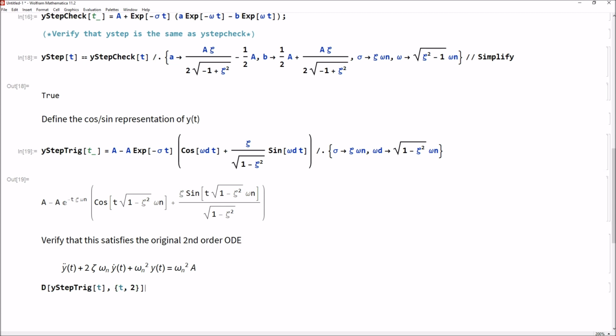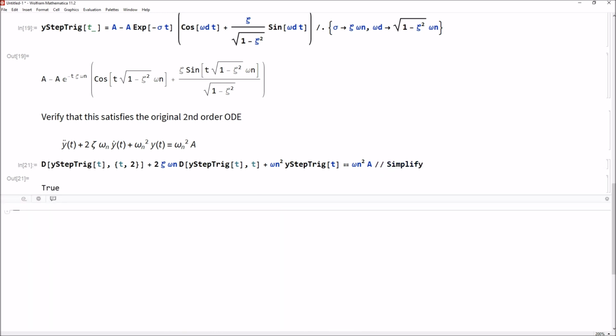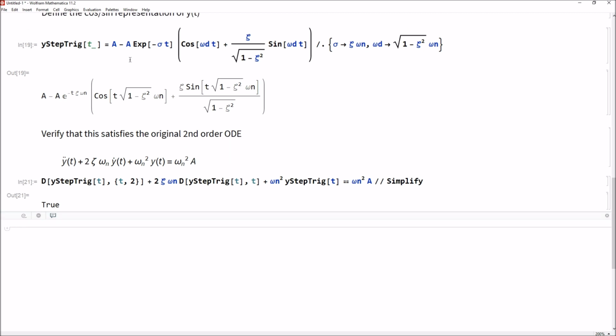Okay, so that's y double dot plus 2 times zeta omega n y dot, right? That's y dot plus omega n squared y, right? This whole thing better equal omega n squared times a. And when you shift enter that, we get a whole bunch of gobbledygook here, but let's ask Mathematica to simplify, and yay, look at that, it's true.